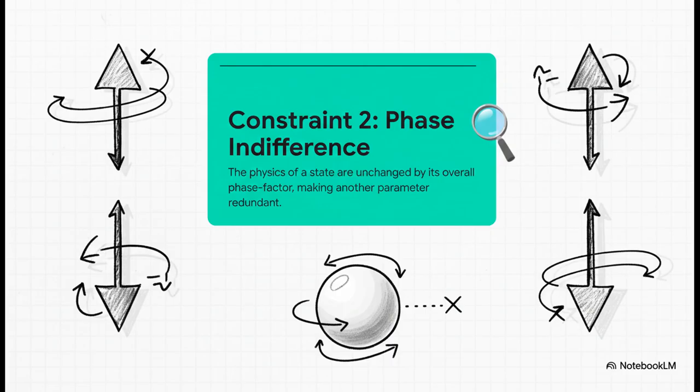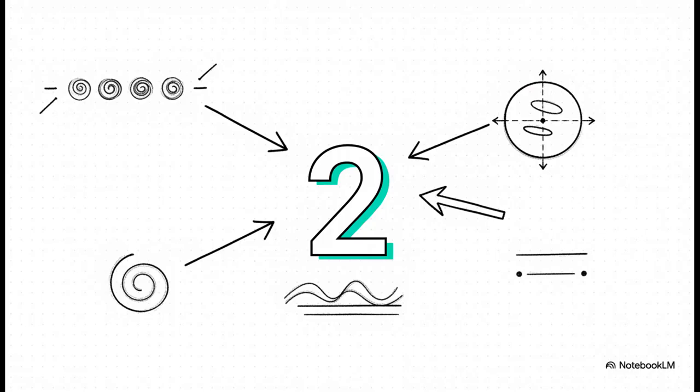It's called phase indifference. It's a strange but totally fundamental idea in quantum mechanics. You can basically take the entire mathematical description of the state and sort of rotate it, and it doesn't change a single thing about what you'd actually measure. This means there's a kind of repetition in our description, so we can throw out one more parameter without losing any real information. And boom, there it is.